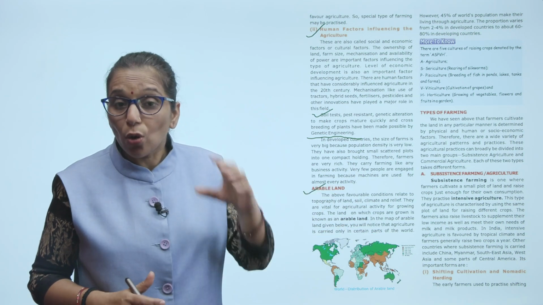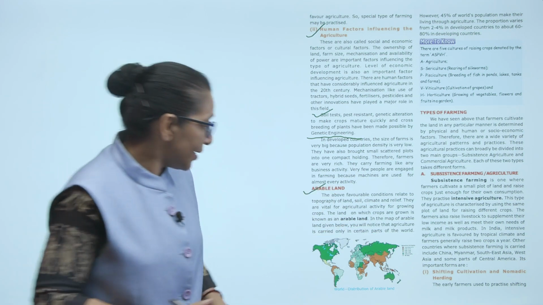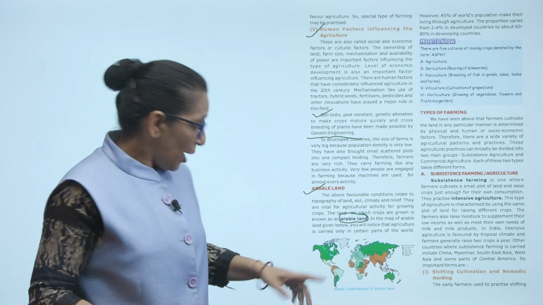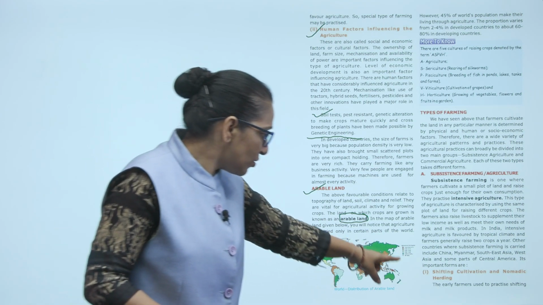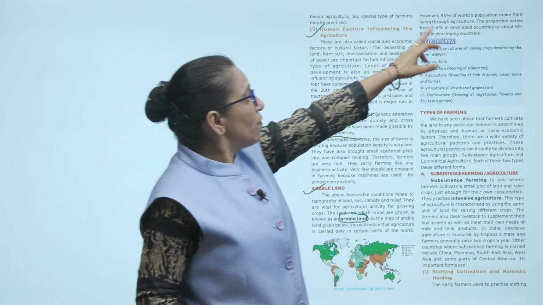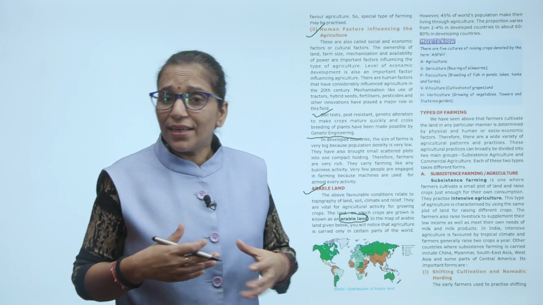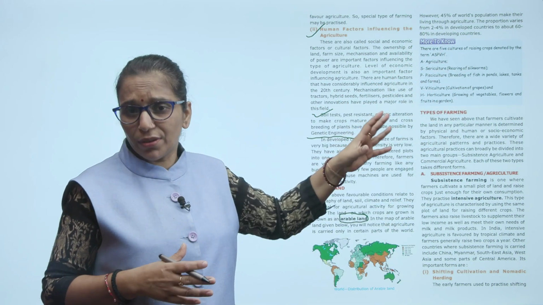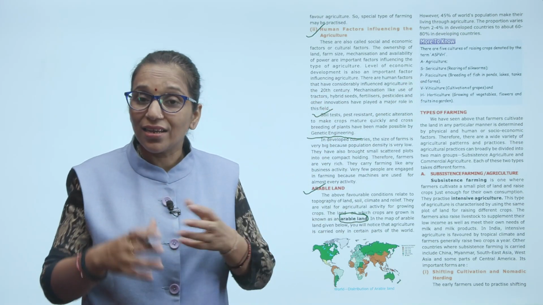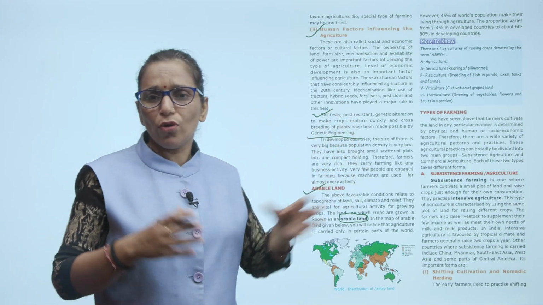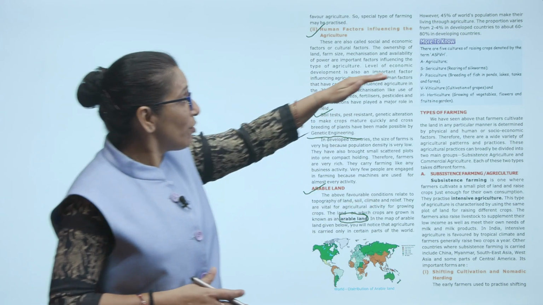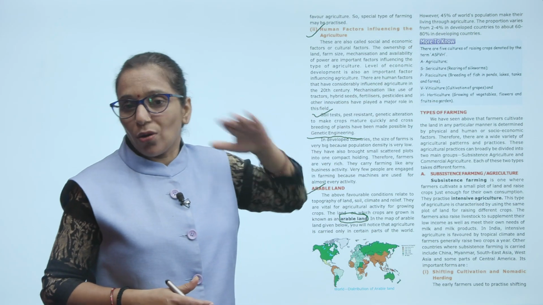The land on which crops are grown is known as arable land, because there we are going to cultivate crops. And you can see in the map, this is the distribution of arable land. However, 45% of the world population make their living through agriculture, which is not a small amount. This population is engaged in agricultural activity. The proportion varies from 2 to 4% in developed countries to about 60 to 80% in developing countries. So developing countries still have an agriculture-based economy.